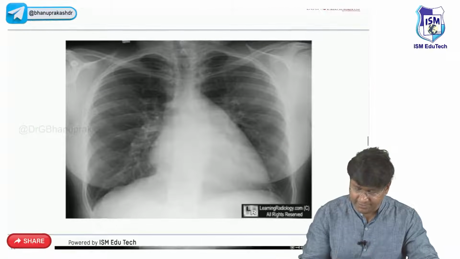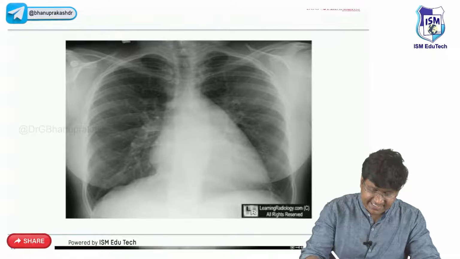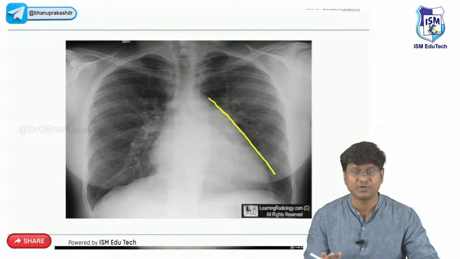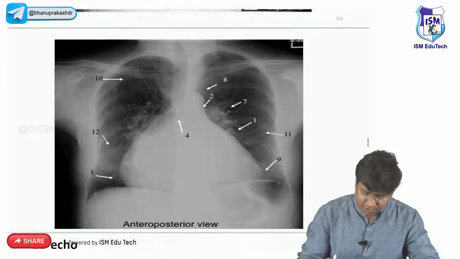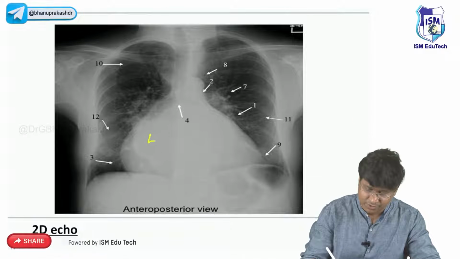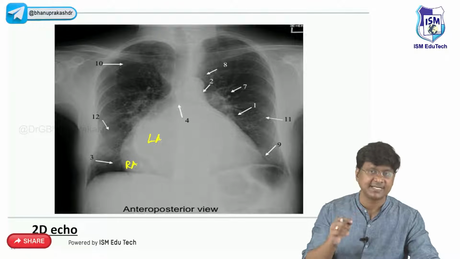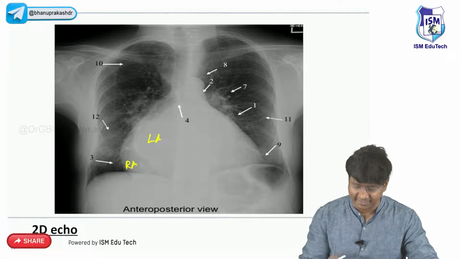Then followed by that, you need to know the chest X-ray. See, chest X-ray, you will have straightening of the left heart border. Why is that? That is because of enlarged left atrium. And not only that, you will have double density sign. So this is your left atrium and this is your right atrium. So double density sign is another important X-ray picture in patients with the mitral stenosis.